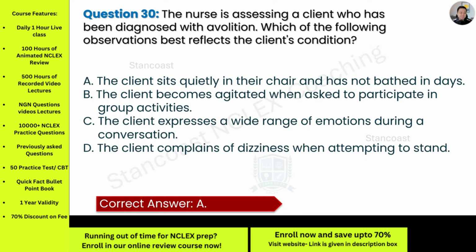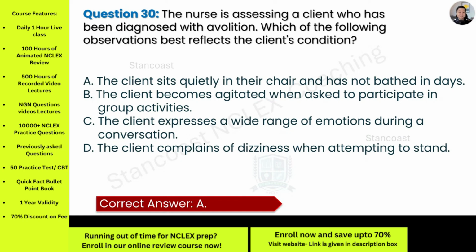Same thing with letter C. This is also incorrect. Clients with avolition often have a flattened affect, which means they may show little or no emotional expression. Now, a wide range of emotions is more consistent with a person who is emotionally engaged in a conversation, but this contradicts the lack of motivation and emotional blunting seen in avolition. So this is not a reflection of avolition. Letter D is also incorrect.